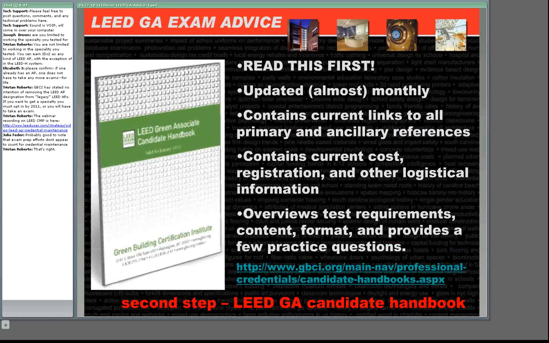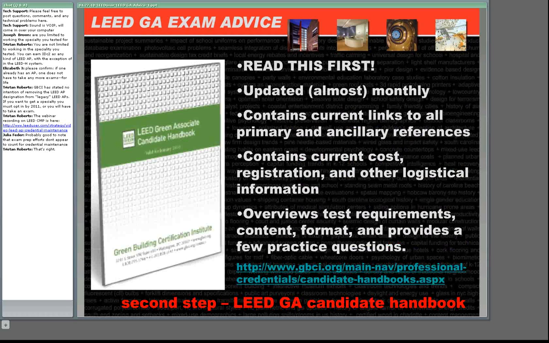As of right now, testing is all done through Thompson Prometric testing centers. There's one in every major city, and I'd be amazed if there wasn't one within 25 miles of anywhere in America, unless you're really in the boondocks. But there's kind of this joint thing where you apply to the GBCI, and then you have to get an authorization code, and then you send that to Thompson Prometric. It's a little bit of a complex process, but it's not that bad, and all that information is contained here. So definitely get this book and check it out.